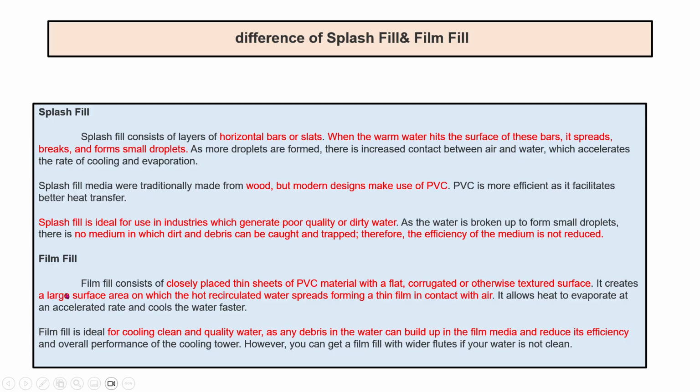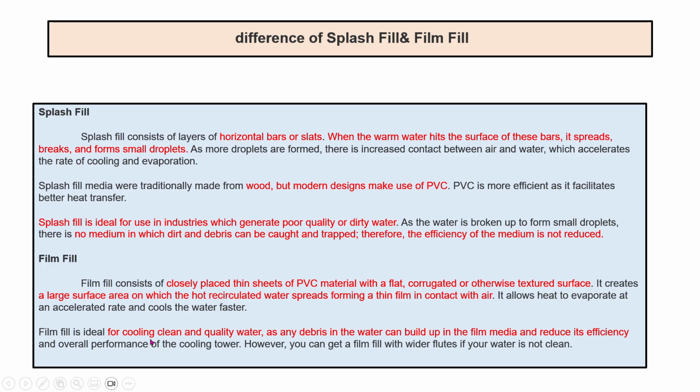It creates a large surface area on which the hot circulated water spreads, forming a thin film in contact with air. This allows heat to evaporate and accelerate the rate and cools the water faster. So as the area is high, the area is more and the gap is less. So they will form a film, and when water comes in contact with the air, it allows heat transfer accurately.